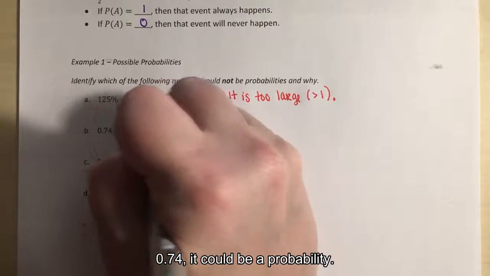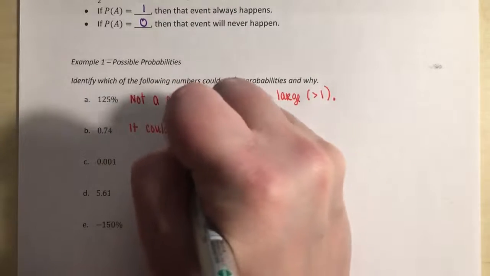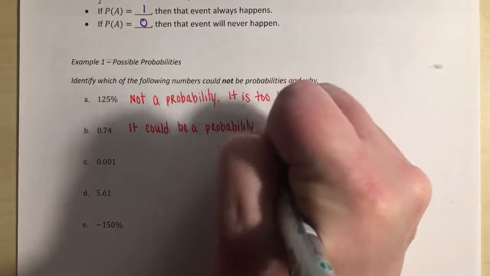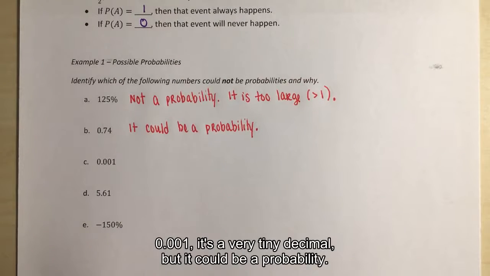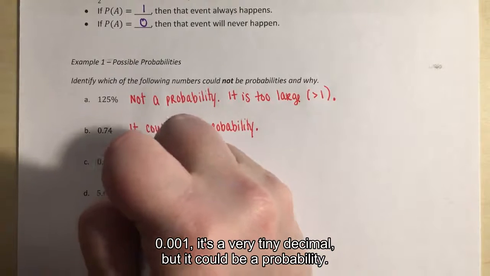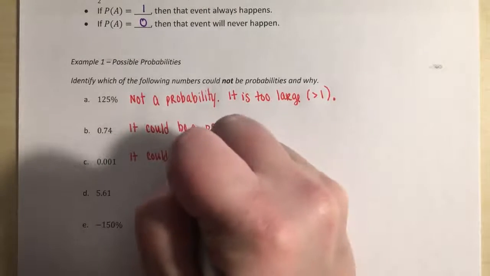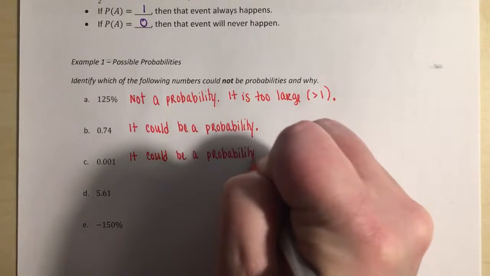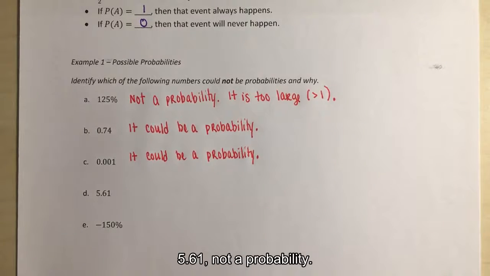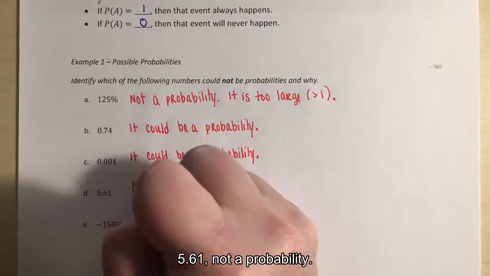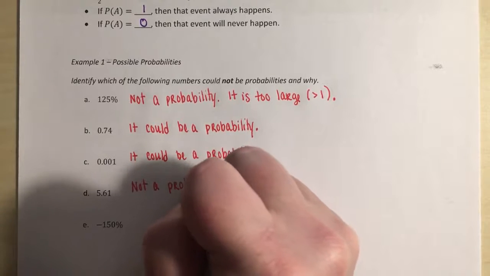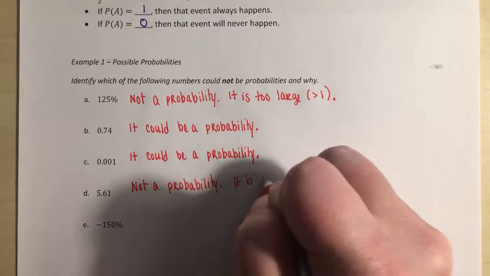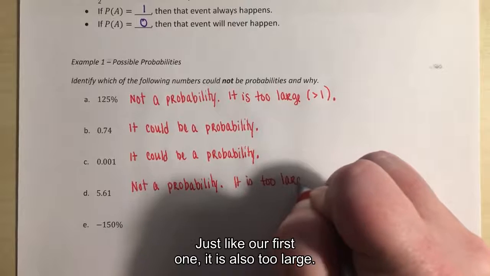0.74, it could be a probability. 0.001, it's a very tiny decimal, but it could be a probability. 5.61, not a probability. Just like our first one, it is also too large.